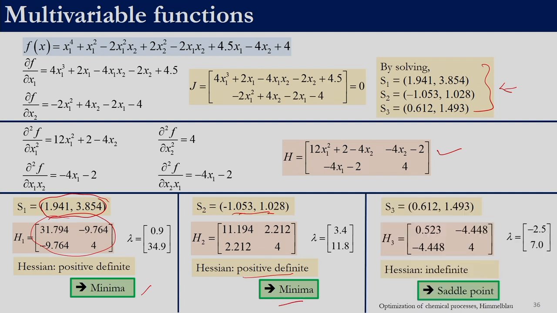Whereas for the third point, if we plug this x1 and x2 into this Hessian matrix and calculate the eigenvalues, one of the eigenvalues is negative and the other is positive. So this is indefinite. So here it is a saddle point. With this information, we cannot say whether this is a minima or a maxima.